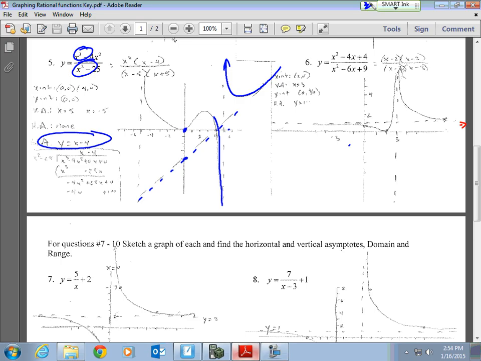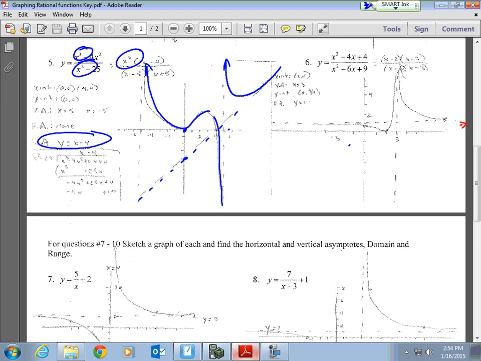Why did I bounce off the x-intercept instead of passing through? Remember when we did polynomials, if the factor that gives me that x-intercept is squared, it will touch and go back up. The x is being squared, and so it bounces off x equals 0. So it comes down, bounces off, and turns and approaches the asymptote. Okay?